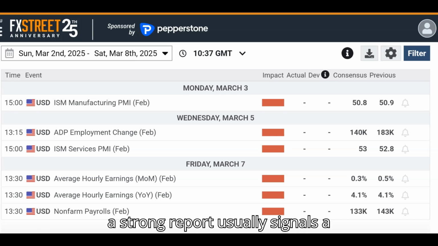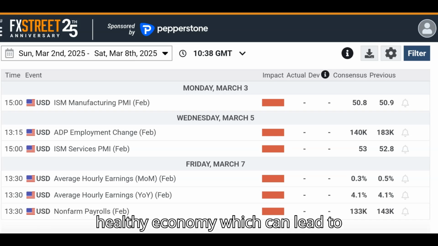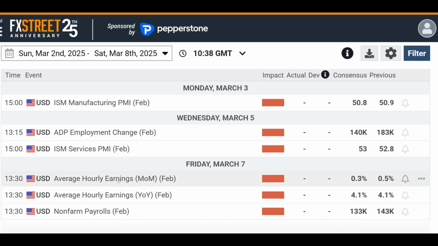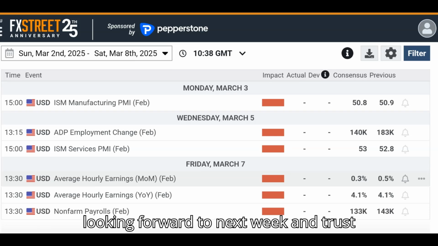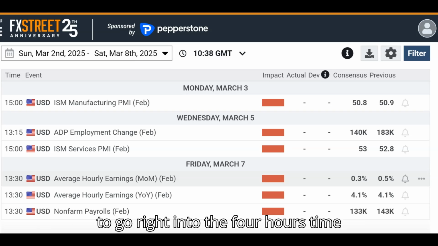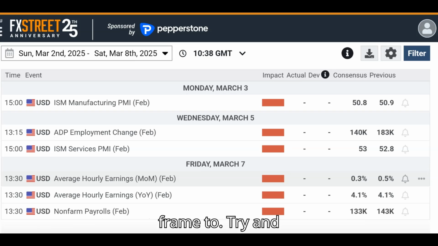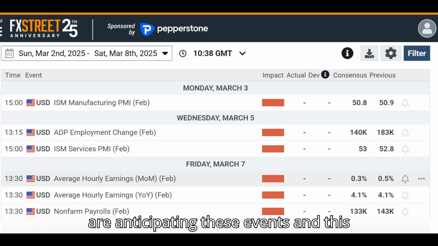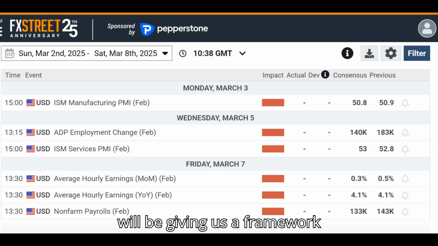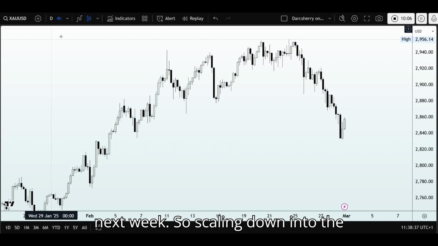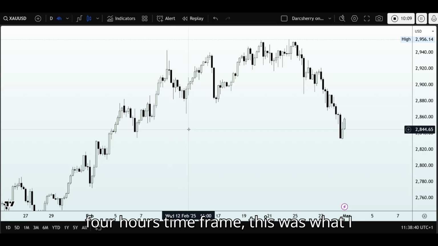A strong report usually signals a healthy economy, which can lead to a stronger US dollar, while a weak report can have the opposite effect. Now, these are the major events we are looking forward to next week, and trust me, the anticipation of these events is already reflecting on the chart. And what we are going to be doing now is to go right into the 4 hours time frame to try and understand how market participants are anticipating these events, and this will be giving us a framework to guide our trading decisions for next week.